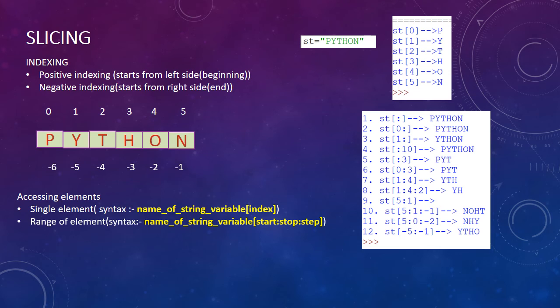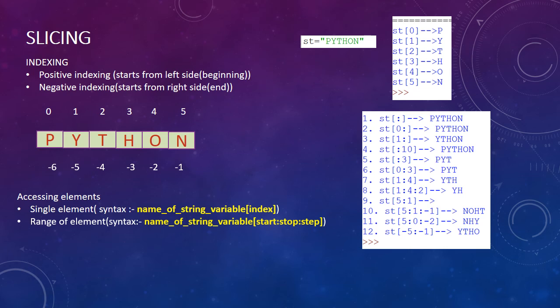Okay, come to the 10th example, st 5 colon 1 colon minus 1. So it will start from the 5th index and it will go till 1, but here in step I am using a negative value. Okay, let us compile it. So first of all, what is there in 5? N. Okay, it is printing n. Then 5 minus 1, 4. What is there in 4? O. It is printing O. Then 4 minus 1, 3. What is there? H. It is printing H. Then so on. So it is printing N O H T. Is it clear? So it will print till 2. You always know it will always print end minus 1.